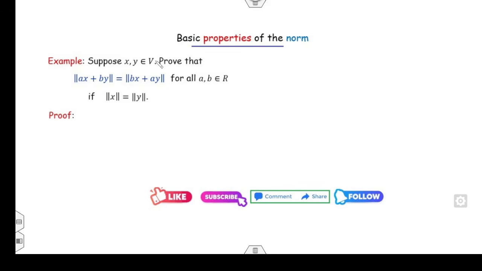Okay, suppose x and y are vectors in an inner product space. Prove that the norm of ax plus by is the same for all reals a and b if norm x is equal to norm y. So what is given to you? Norm of ax plus by. So I can put scaling on both sides. I can write this value.